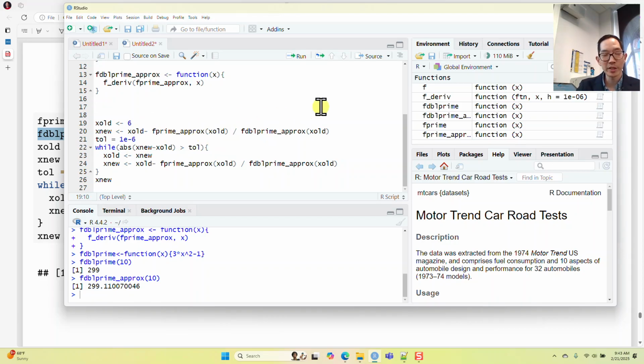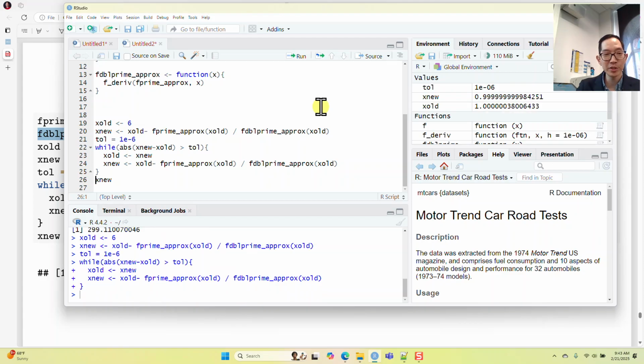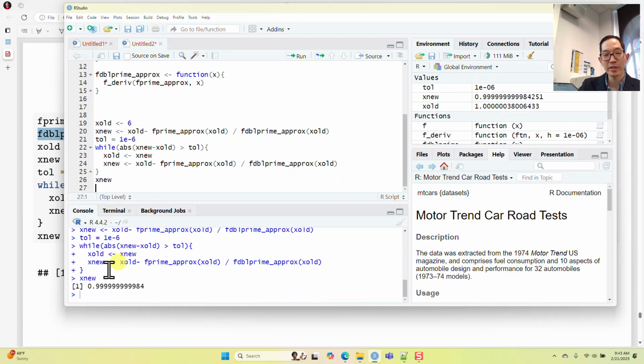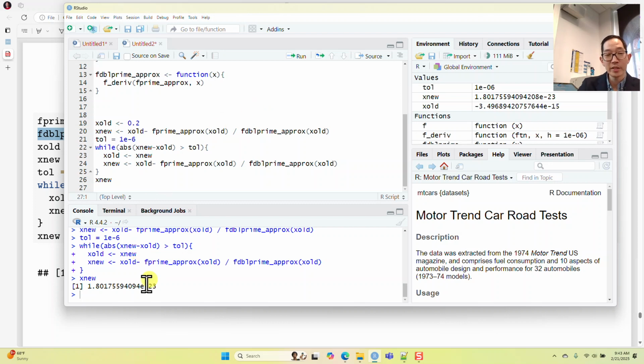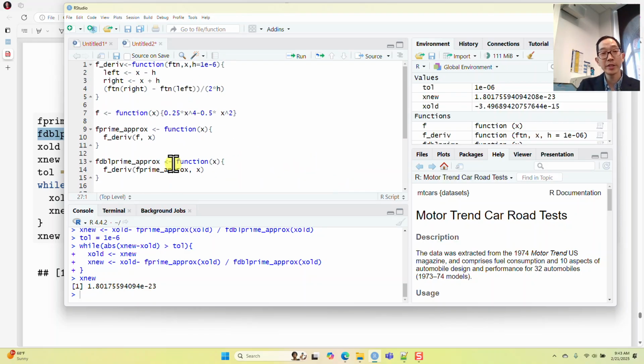So I could just say, hey, you know what, let's start off at some location, and can you find the local min? It's at 1, and it got 0.99999, all right? What if I start off somewhere else at like 0.2, all right? And yeah, indeed, it finds something close to 10 to the negative 23. So something close to 0. So it's working. And again, you could put in any other kind of function that you want.